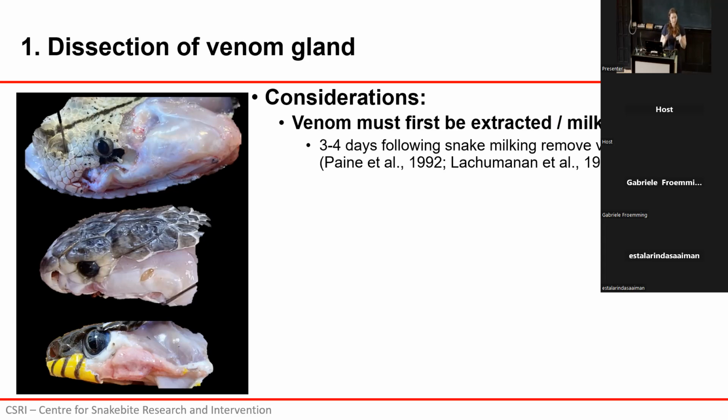You'll usually milk that snake, and then 3 to 4 days after, the snake will be humanely euthanized, and the venom gland dissected and the RNA extracted from that.